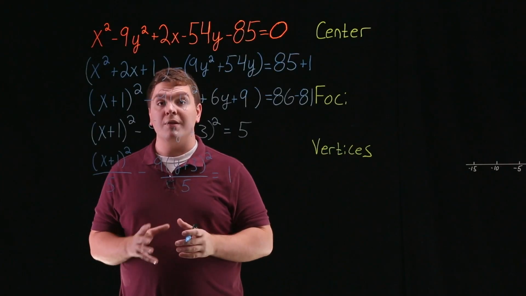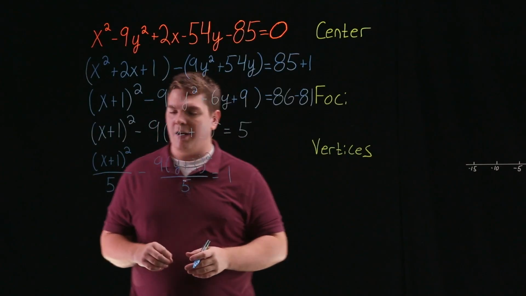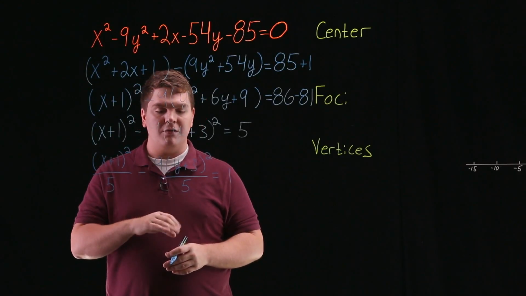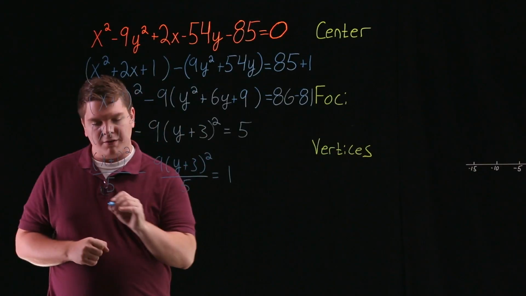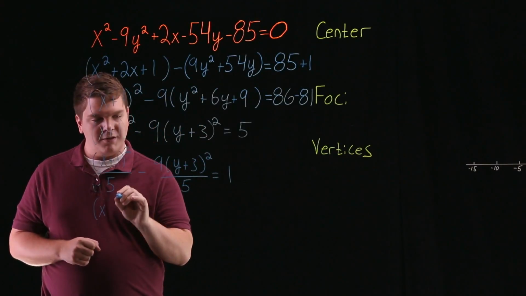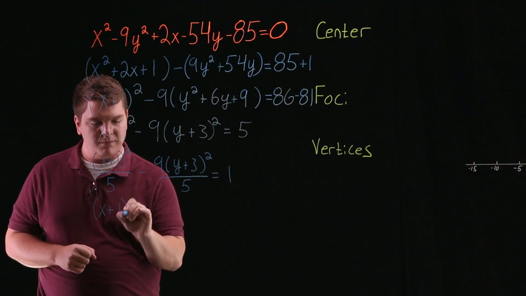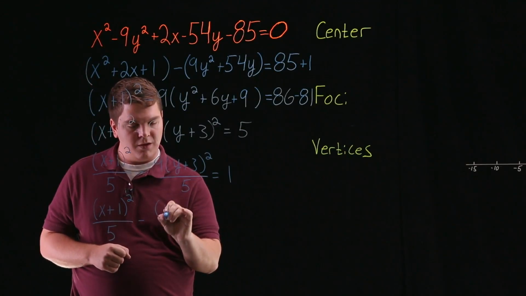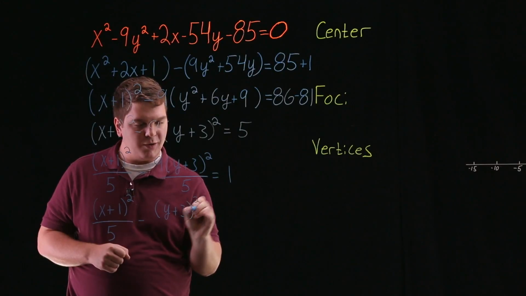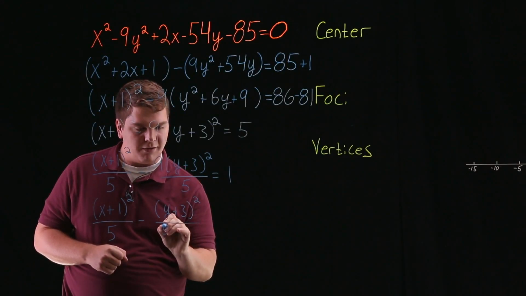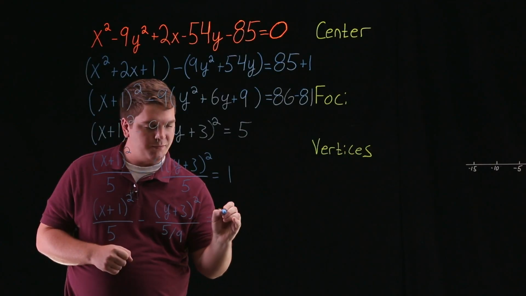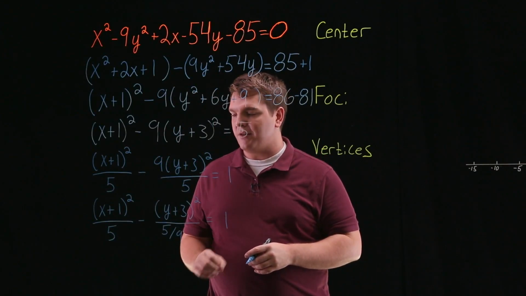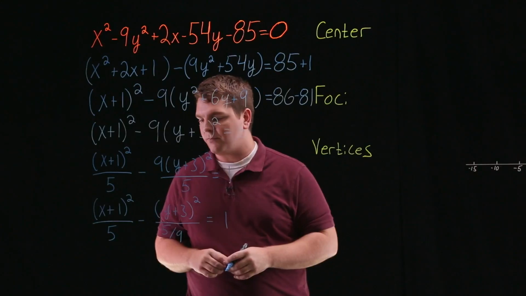So from here, we'll want to take this one step further in order to get this in standard form. And the way we're going to do that is we're going to rewrite this 9 divided by 5 as 1 divided by 5 ninths. So let me show you what I mean by that. So this expression is actually equal to x plus 1 quantity squared divided by 5 minus y plus 3 quantity squared divided by 5 ninths, which is equal to 1. So now we can go ahead and we can grab some information from this equation.